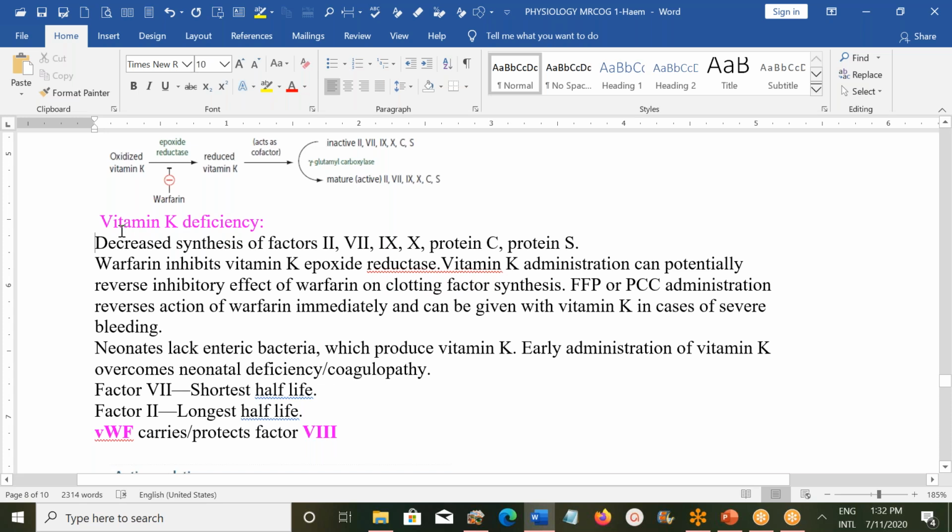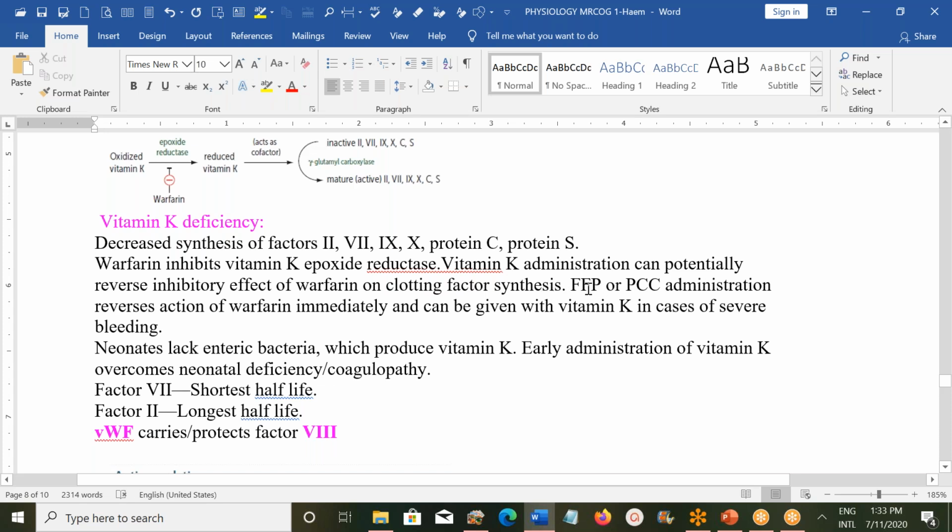So if we don't have any vitamin K in the system, there will be decreased synthesis of factors 2, 7, 9, 10, protein C, and protein S. Warfarin is going to inhibit vitamin K epoxide reductase, and vitamin K administration can potentially reverse the inhibitory effect of warfarin on protein factor synthesis.